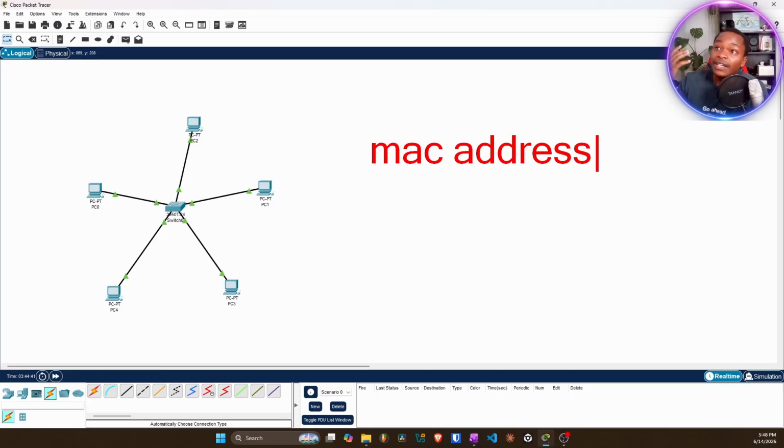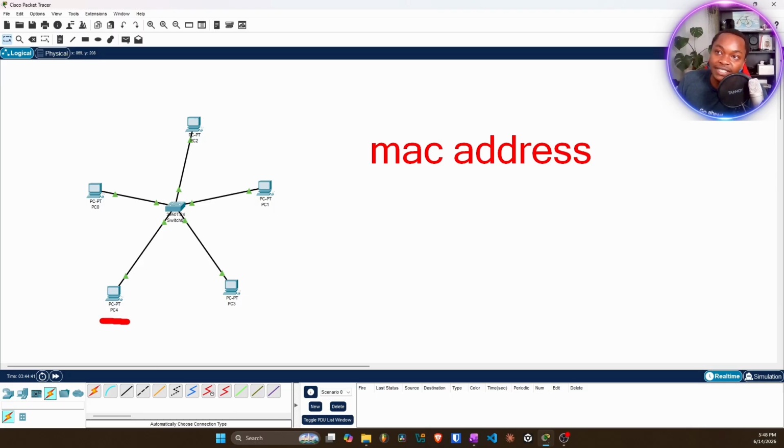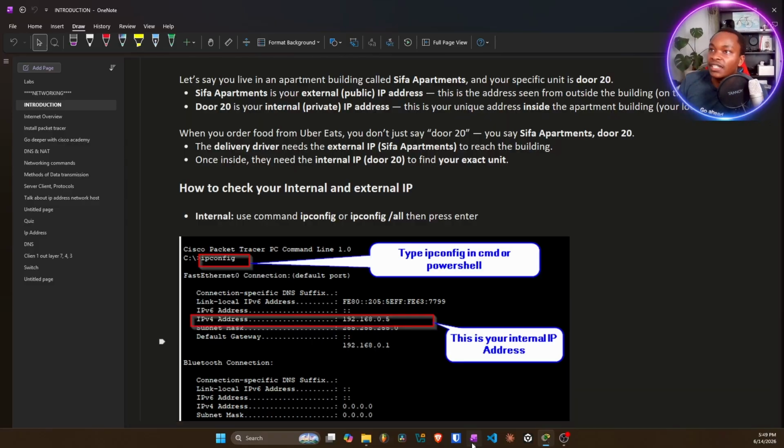So the switch uses ARP, and ARP is smart enough to look at the MAC address of PC4 as it's sending information. It looks at that MAC address and asks where you are sending this information to. It knows the MAC address of PC2, so it would send that information from PC4 to PC2. Let me use a better example over here.